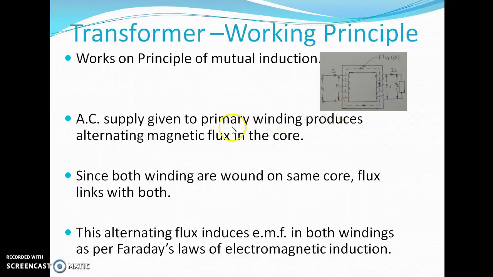When the AC supply is given to the primary winding, it produces alternating magnetic flux in the core. Since both windings are wound on the same core, this flux produced by primary links with both the windings, that is primary and secondary. This alternating flux, because it is changing, changes the flux linkages of primary and secondary winding, and as per Faraday's laws of electromagnetic induction, EMF is induced in both primary and secondary winding.